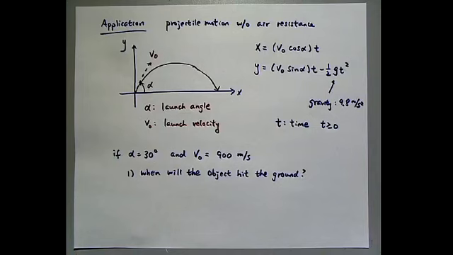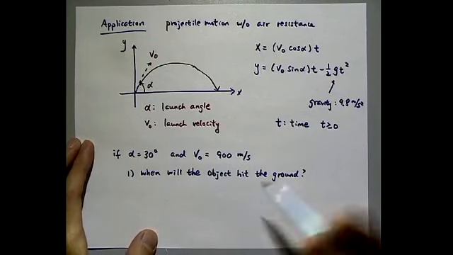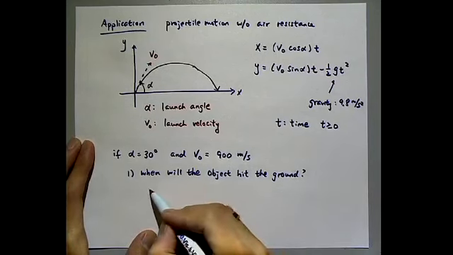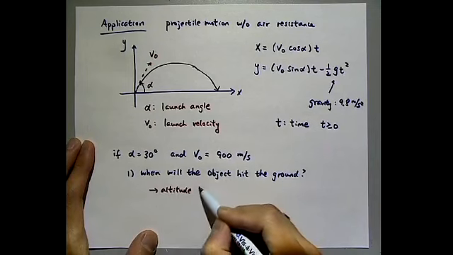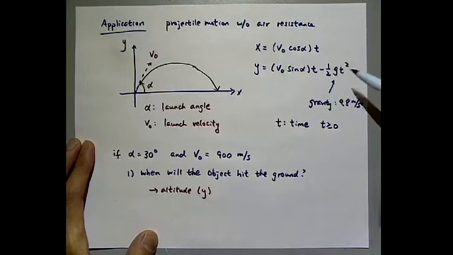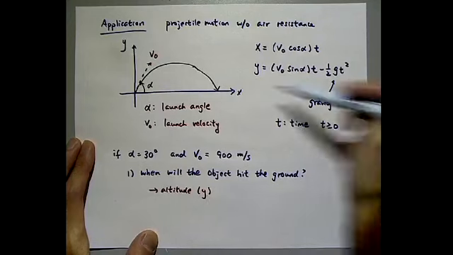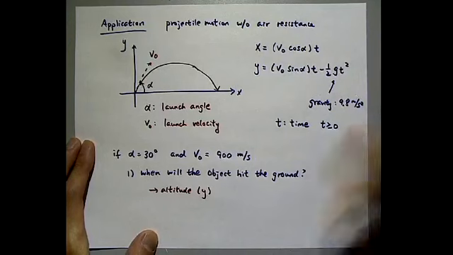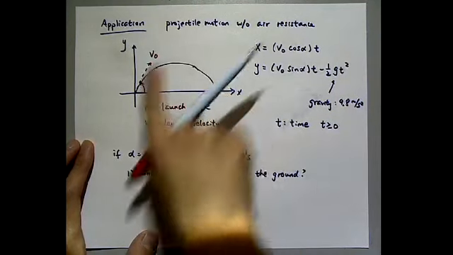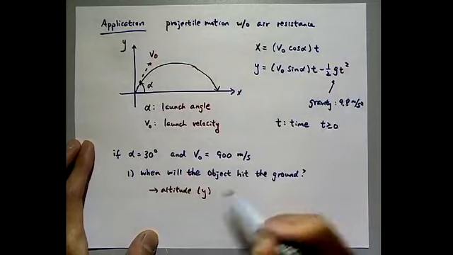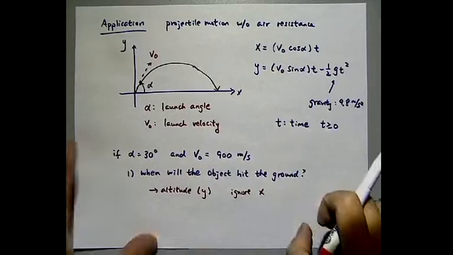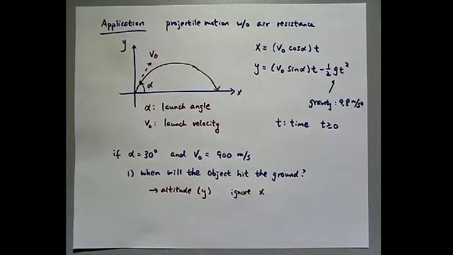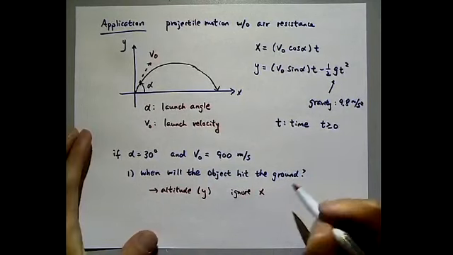So here is another advantage of parametric equations. When we're talking about hitting the ground, we're talking about the altitude. So that means I only need to worry about the y part of the equation. Whatever x is doing, I don't really care where it lands. I just want to know when it hits the ground. So we just look at y. Ignore x. This is one thing that parametric equations allow you to do.